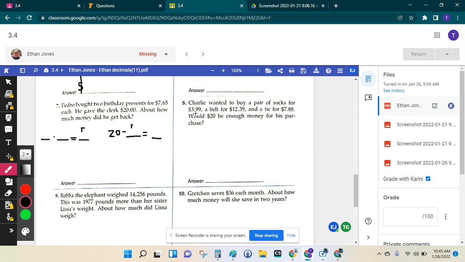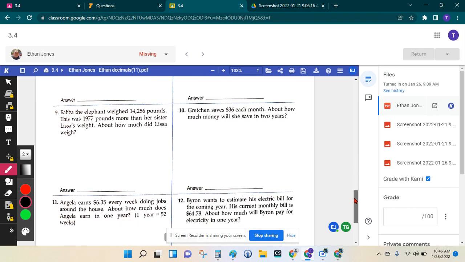Right, and over here it says he's wanting to buy a pair of socks for $3.99, a belt for $12.39, and a tie for $7.88. So round all these numbers to the nearest dollar, and then add those together. It says, would $20 be enough to purchase this? So if that number is less than 20, then you write yes. If it's more than 20, you'd write no.